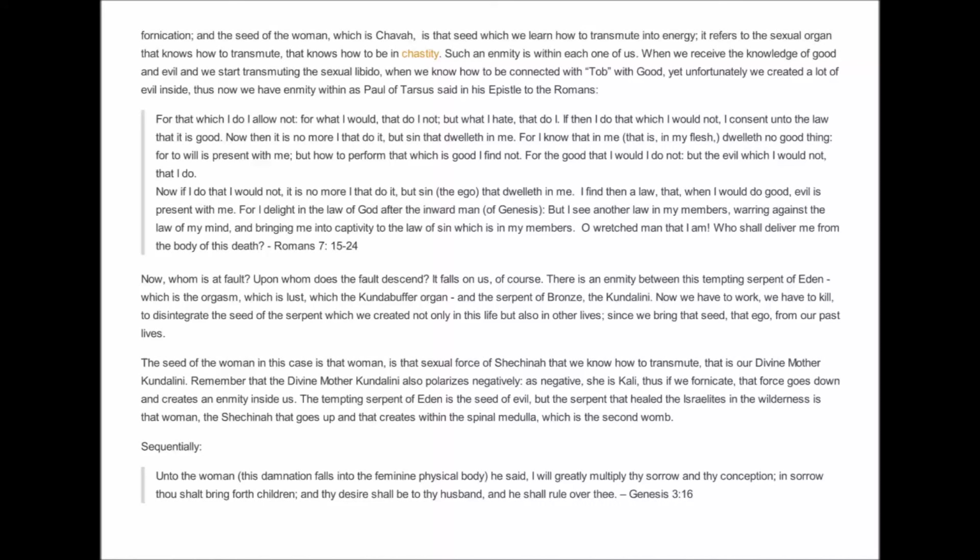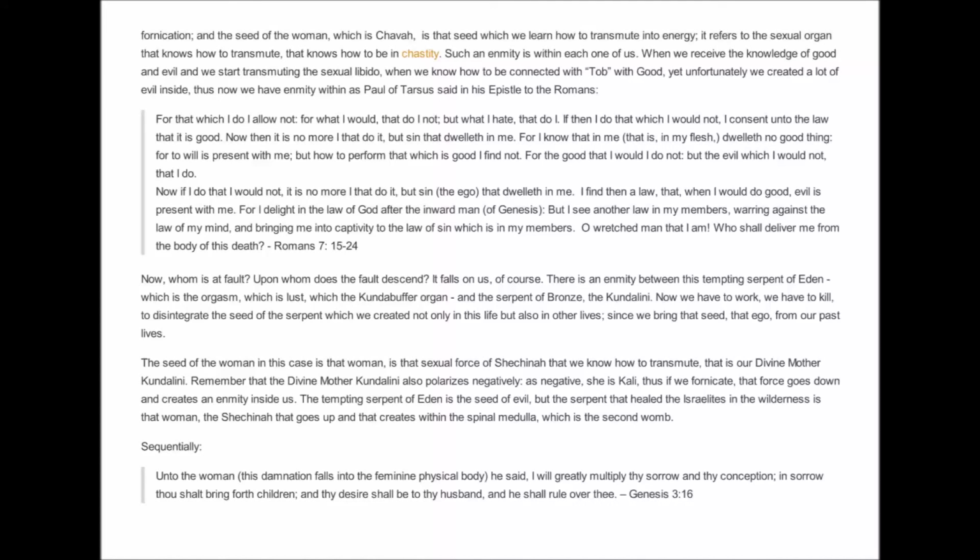It says, and between thy seed and her seed. What is the seed of the serpent? In this case, the seed of the serpent is lust, anger, pride, enmity, all of that which we have within. That is the seed of the serpent. And the seed of the woman, which is Chava, of course, is that when we learn how to transmute. It refers to that sexual organ that knows how to transmute, that knows how to be in chastity.